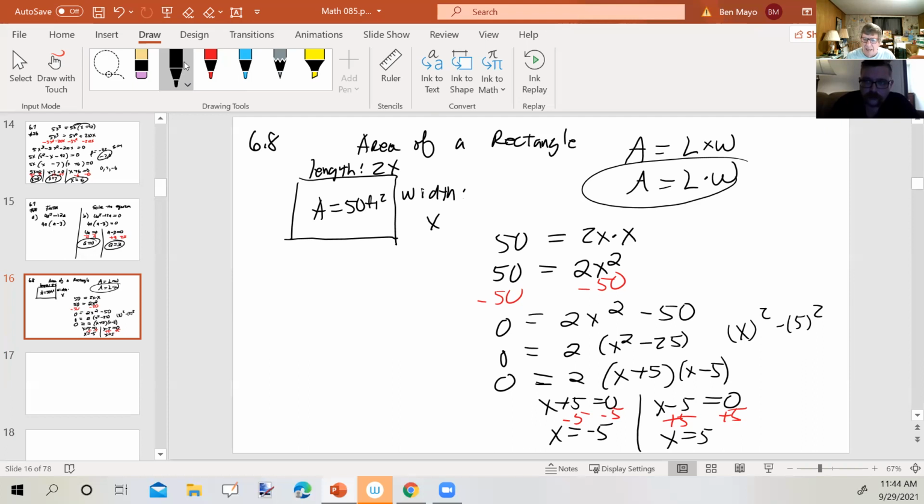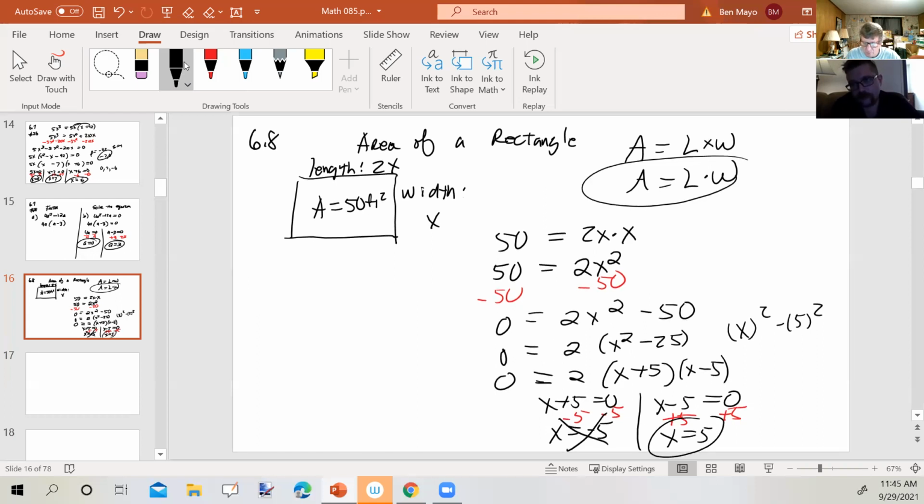But let's go back to the actual situation. We're dealing with the dimensions of a rectangle. We're dealing with a length and a width. Well, a length or a width can't be a negative number, right? A distance can't be negative. So even though x equals negative 5 is a solution to the equation that we created, it's not a valid solution to the actual problem. So cross that out. x equals 5 would work. So now I've got to go back over here. Well, the width is 5 and the length is 2 times 5, or 10.